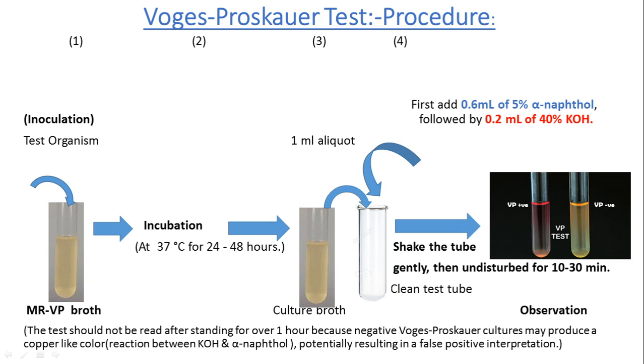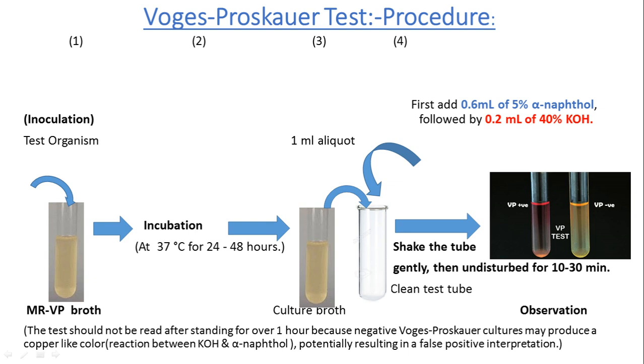Let it remain for 10 to 30 minutes, and then you can observe the result based on the type of organisms. If the red color is observed, that indicates that acetone is being produced from the pyruvic acid, and that indicates a VP positive test. If there is no color change, we can say that it is VP negative, which means the organisms are not producing acetone and might be following the mixed acid pathway.